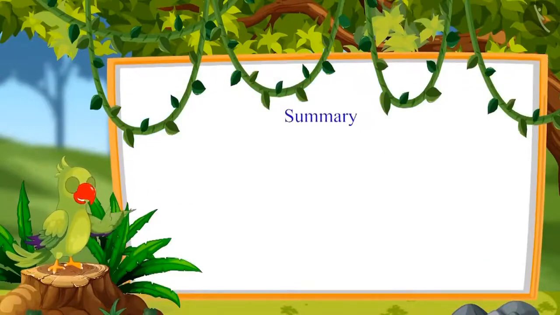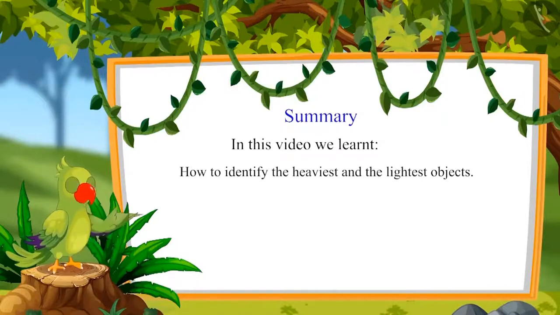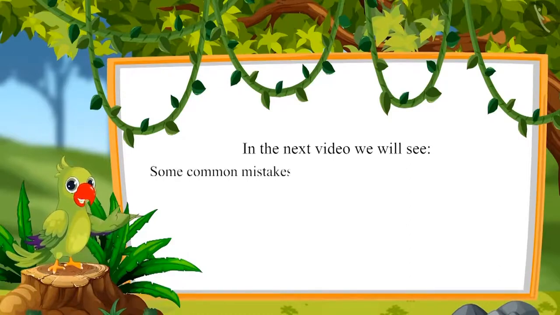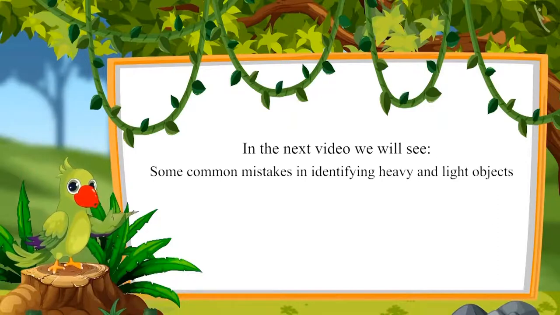So, children, in this video, we learned how to identify the heaviest and the lightest objects. In the next video, we will see some common mistakes in identifying heavy and light objects which should be avoided. Till then, bye children.